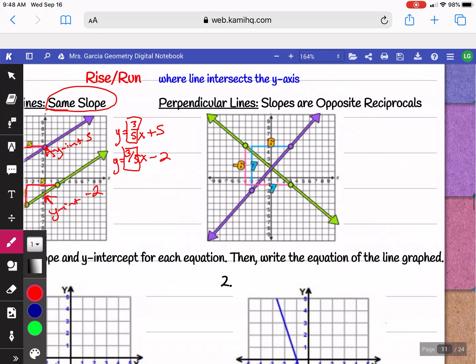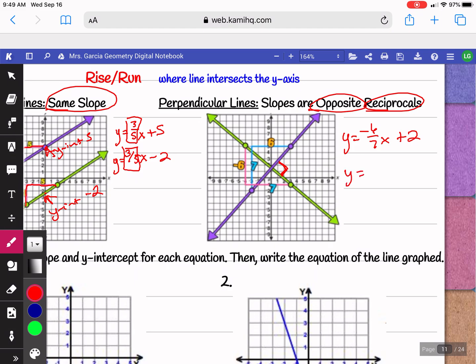Here we have perpendicular lines. For perpendicular lines, slopes are opposite reciprocals. So here, yes, they do intersect, but they intersect at perfect 90-degree angles. And if we look at the actual equations of each one, our green line is going down 6, right 7. So the slope's -6 over 7. We put that in front of x, and it crosses at about 2 for the y-intercept.